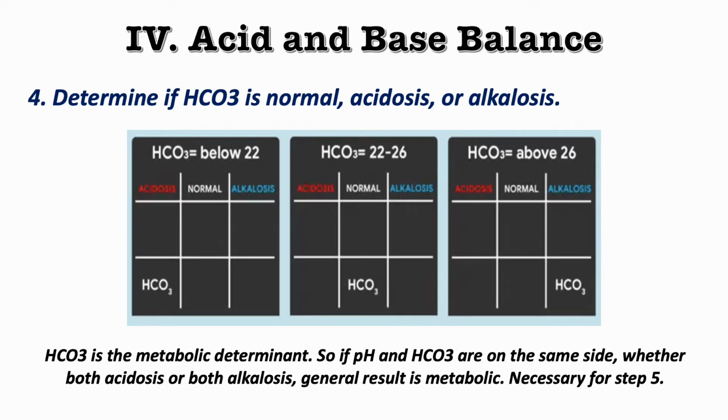Step 4, determine if HCO3 is normal, acidosis, or alkalosis. Normal range is 22 to 26. So if below, acidosis; if above, alkalosis. Bicarbonate is the metabolic determinant. So if pH and HCO3 are on the same side, whether both acidosis or both alkalosis, the general result should be metabolic. And again, that's necessary for step 5.